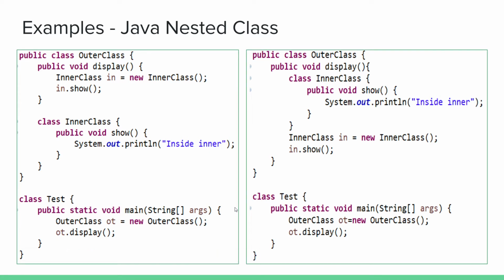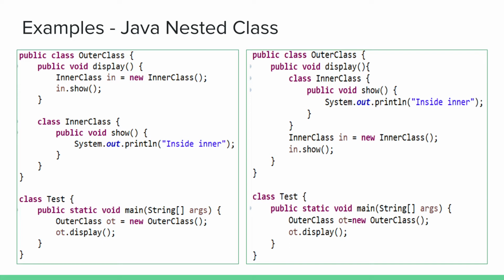So there are two types of nested classes. Static nested class, it has a static modifier applied to it. Static nested classes can only access static members of its outer class. These classes cannot refer to non-static members of its enclosing class directly.